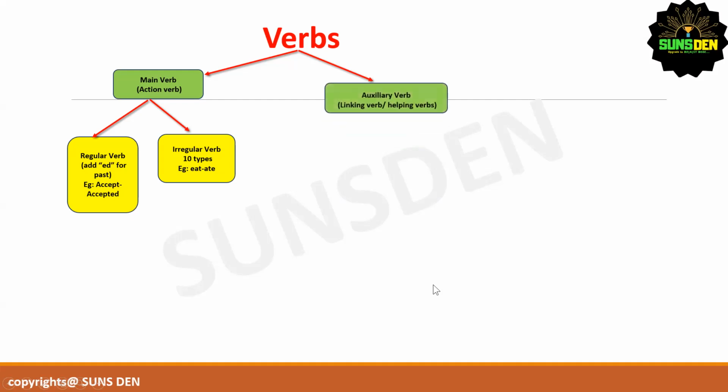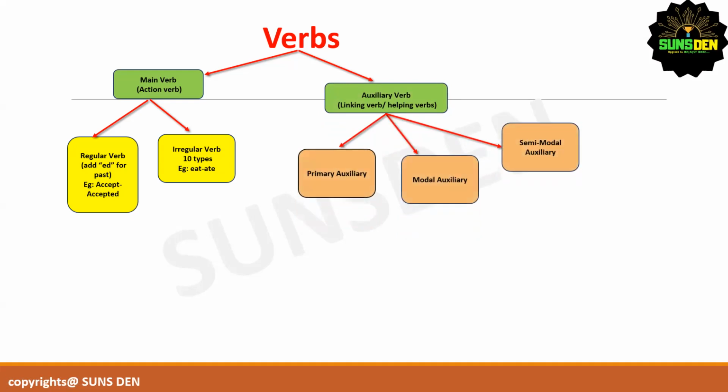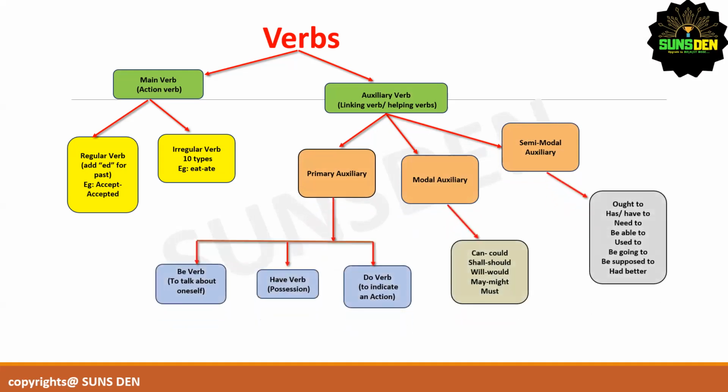Now, moving down to auxiliary verbs, we have three major categories: primary auxiliary, modal auxiliary, and semi-modal auxiliary. Primary auxiliary is again classified into be verbs, have verb, and do verb. Modal auxiliaries are can, could, shall, should, will, would, may, might, and must. Semi-modal auxiliaries are ought to, has to, have to, need to, be able to, used to, be going to, be supposed to, and had better.